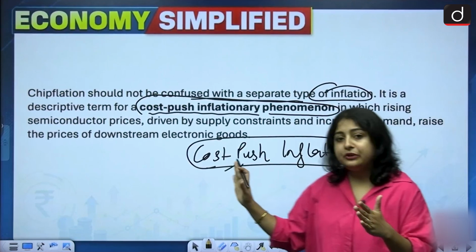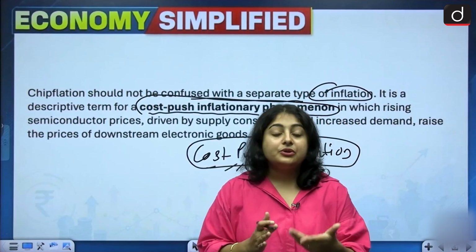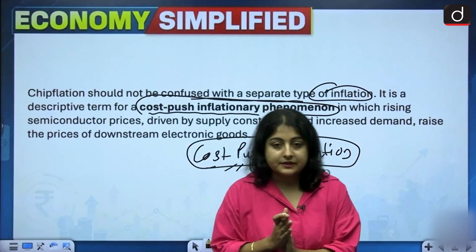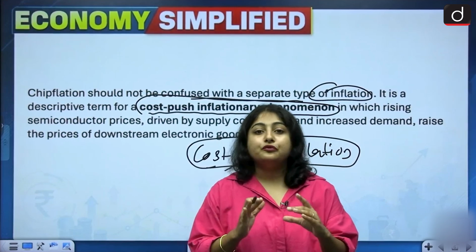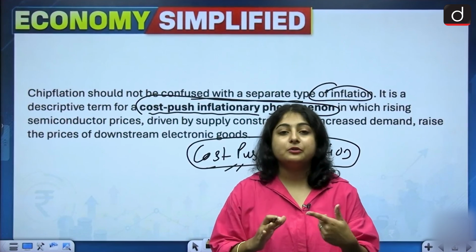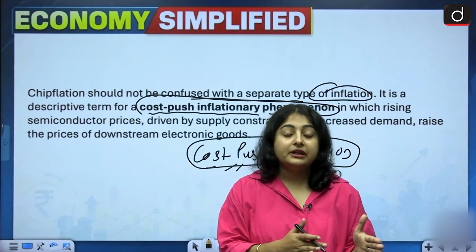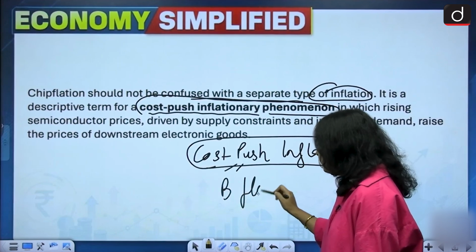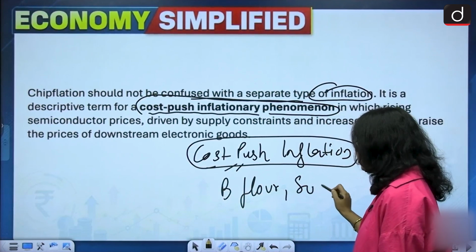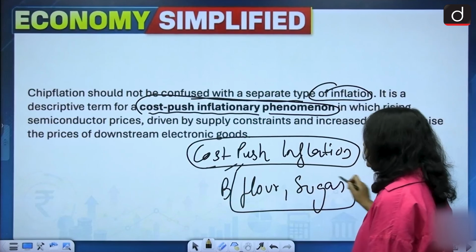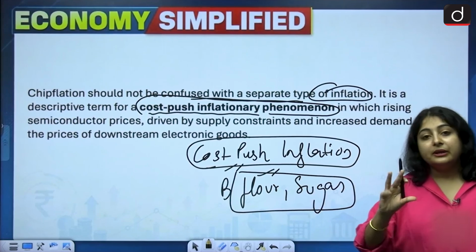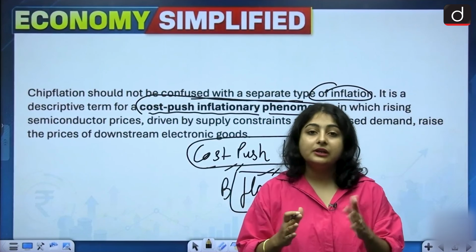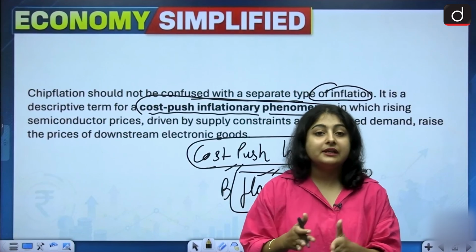Now, what do you mean by intermediate goods? Intermediate goods are raw materials which are used in the production process of final products. For example, if I take the example of a biscuit, if I have to manufacture a biscuit, what will be an intermediate good? Flour and sugar. Flour and sugar will be intermediate products. Now, if the prices of flour and sugar increase, automatically the prices of biscuits will also increase.